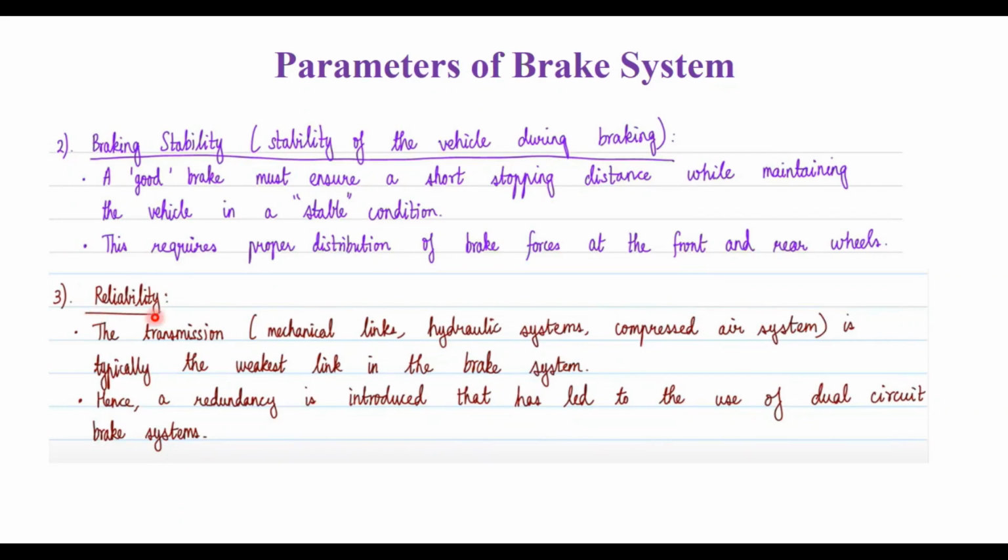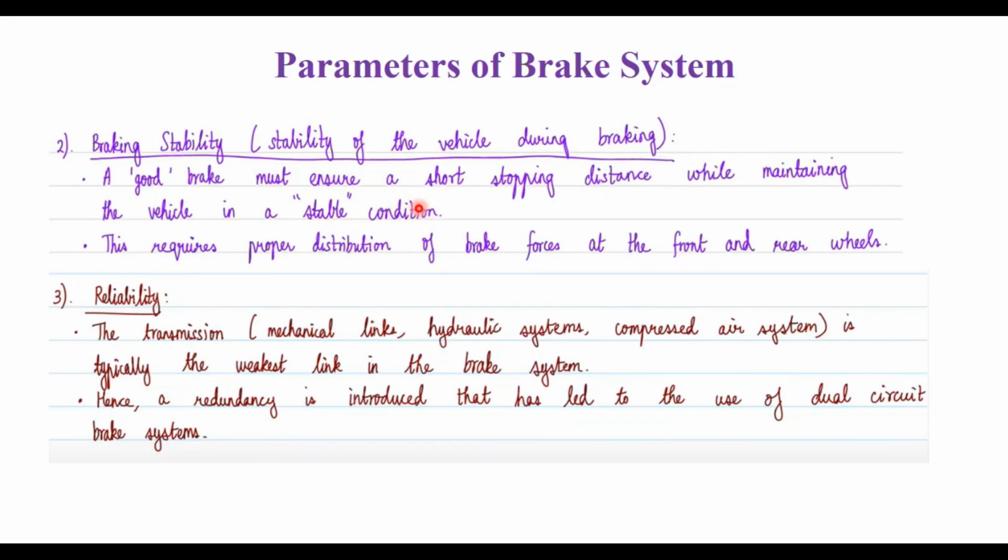The third parameter is reliability. Here one more thing that I need to highlight is in the braking stability. It's not only the stopping distance that matters, less stopping distance matters, but you also need to maintain the vehicle in a stable condition. The vehicle should be running in a stable condition. Okay, this is a very key point here. The stable condition is very much important.